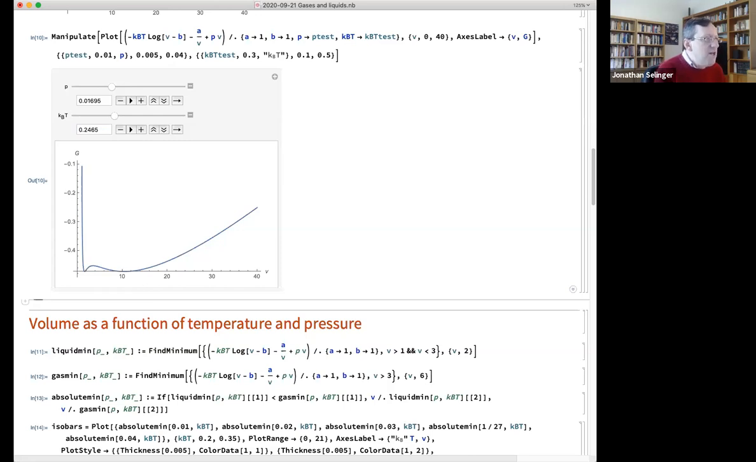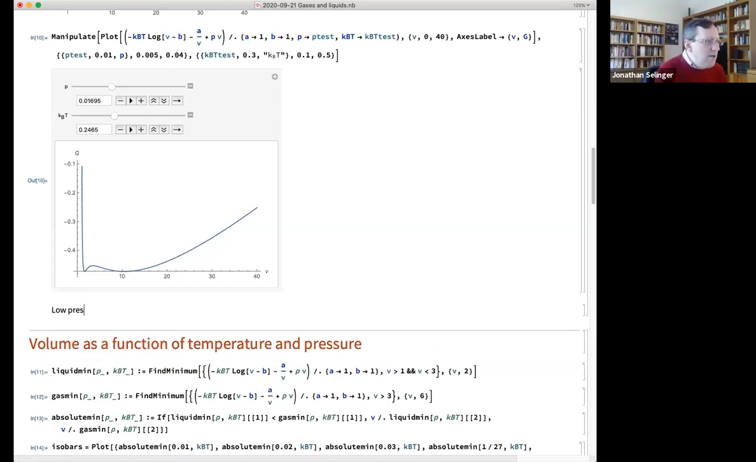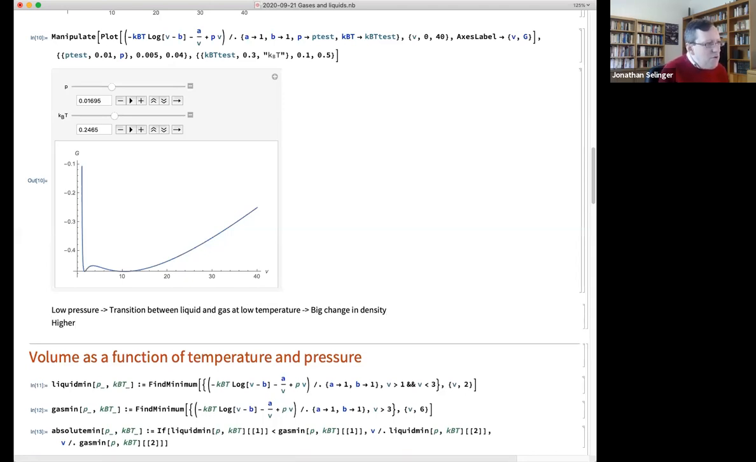Okay, so let me write these things down. Okay, so if we say low pressure, that means that there is a low, let me say that the transition between liquid and gas at low temperature. And there is a big change in density.